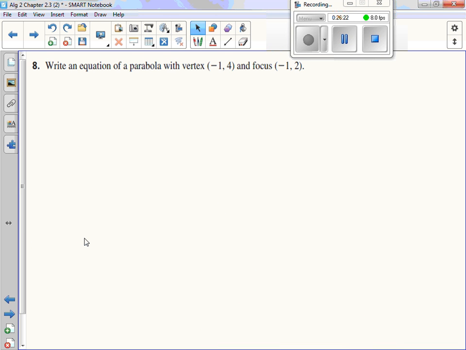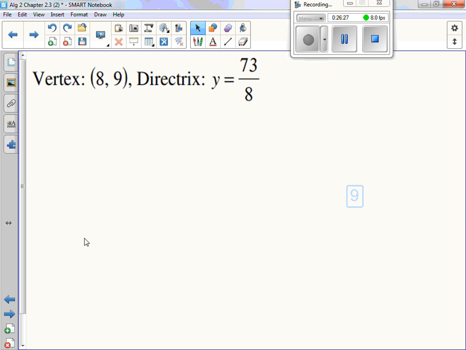I think we're good with vertex and focus, yes? You guys want to look one more at vertex and directrix? Yes? Let's do one more of these. Looking at this here, which equation would we use? X equals or Y equals?